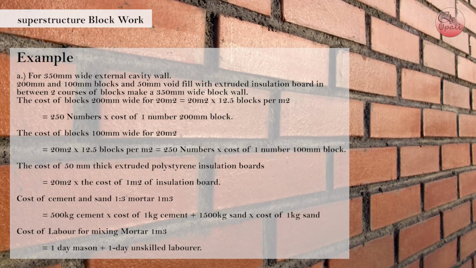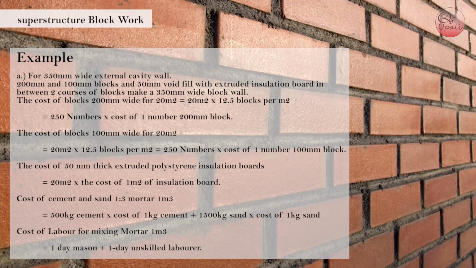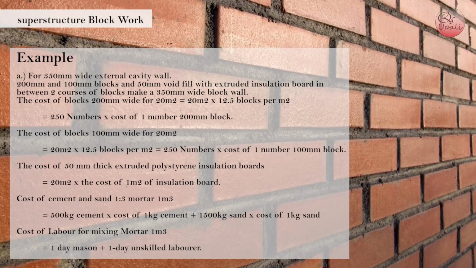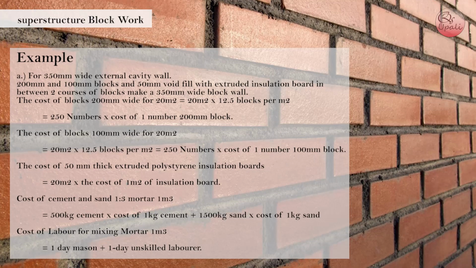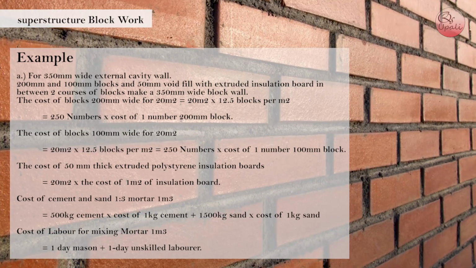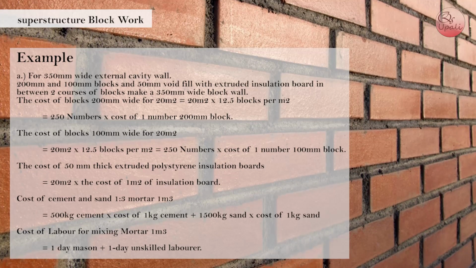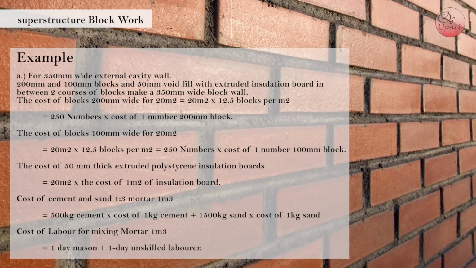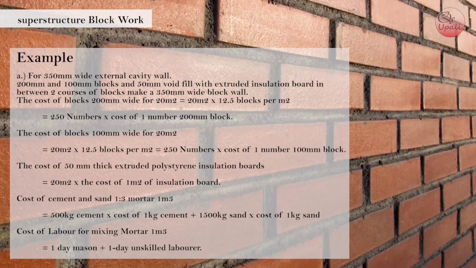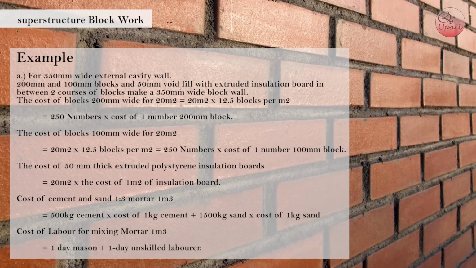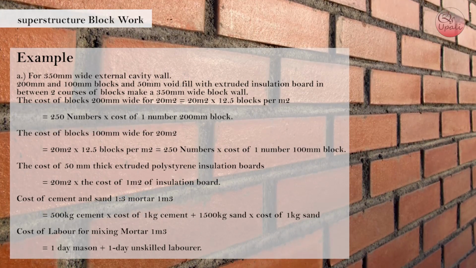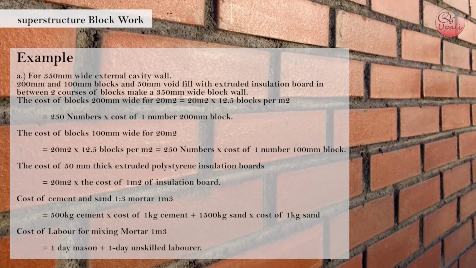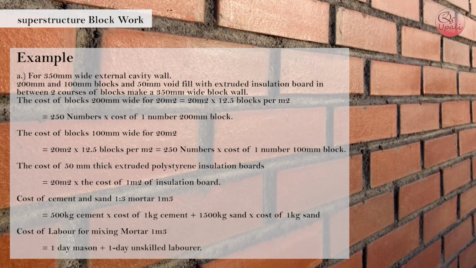The cost of 50 mm thick extruded polystyrene insulation board equals 20 meter square into the cost of 1 meter square of insulation board. Cost of cement and sand 1:3 mortar, 1 cubic meter, equals 500 kg cement into cost of 1 kg cement plus 1500 kg sand into cost of 1 kg sand. Cost of labor for mixing mortar, 1 cubic meter, equals 1 day mason plus 1 day unskilled laborer.